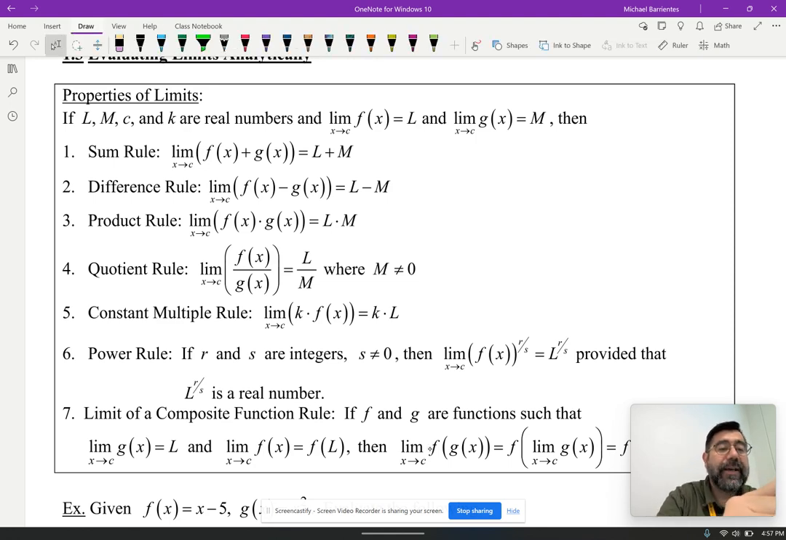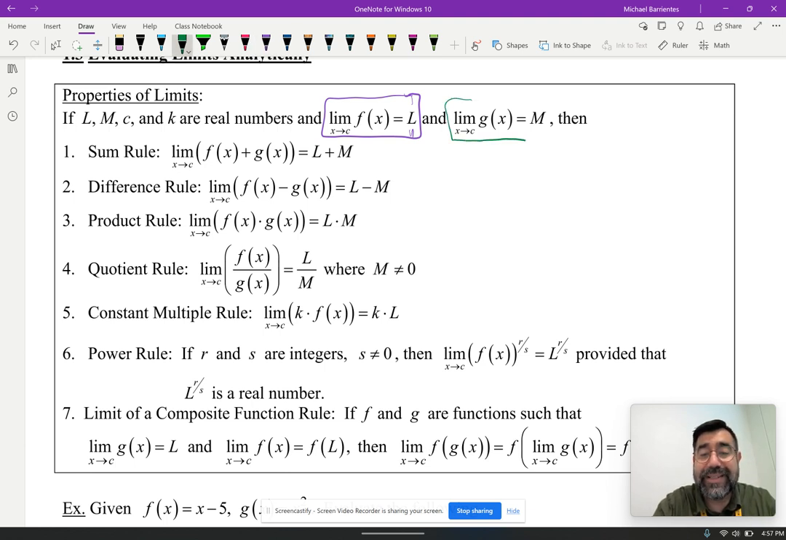We're talking about the fact that if I have a limit as x approaches some number c of a function f of x, and I know that it equals an actual value L, and I have another limit as x approaches the same number c of g of x, a different function, and I know that it approaches a y value or function value called m, then what we can do is apply these rules. And we do apply these rules all the time.